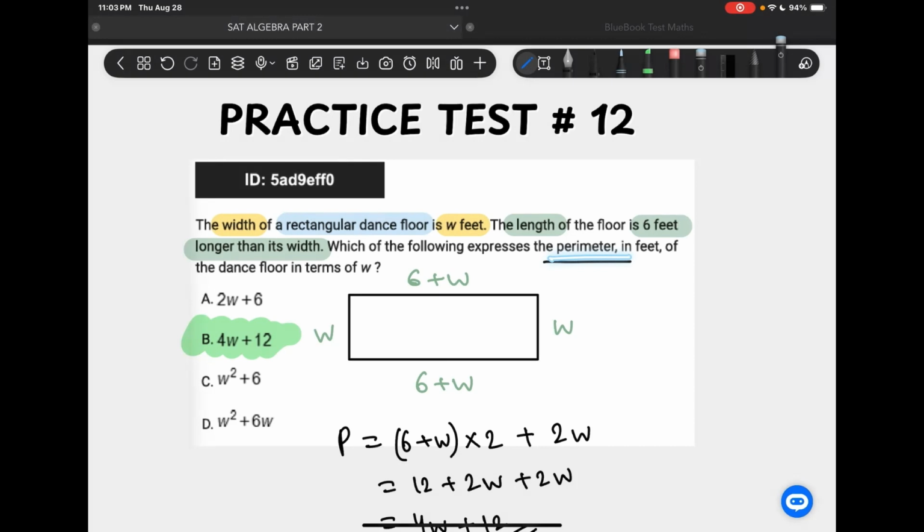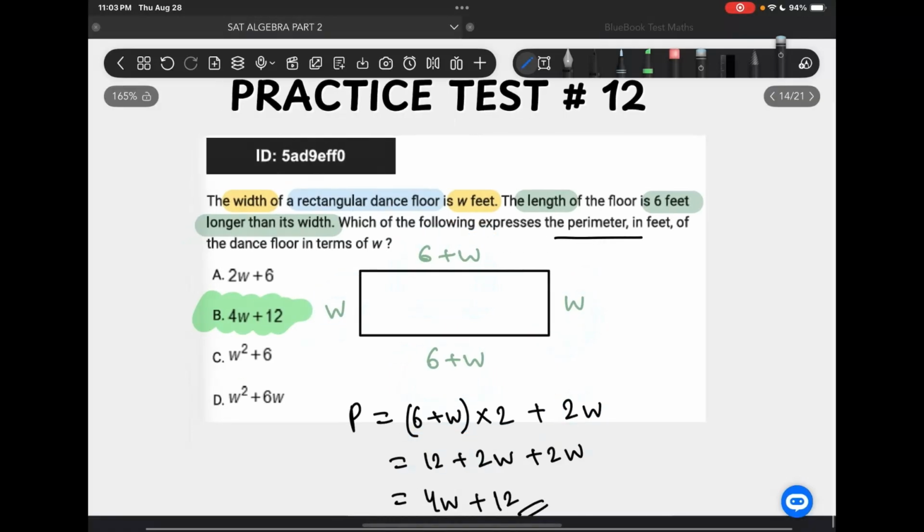So perimeter is basically pretty simple. You just add up all the sides. So this side, this side, this side, and this side. You're just going to add them all up. So you have 6 plus W twice. So I multiplied 6 plus W by 2. And then you have 2W, so 2W. Okay. This is going to give you 4W plus 12, which is our option B.